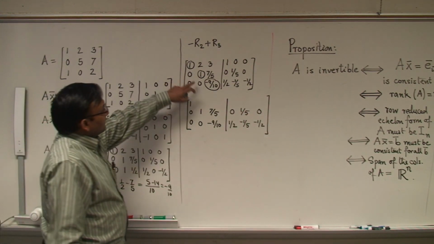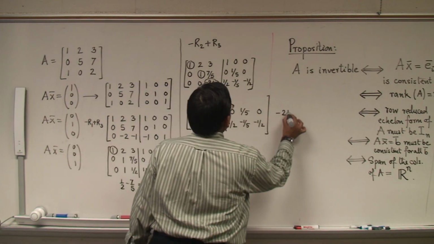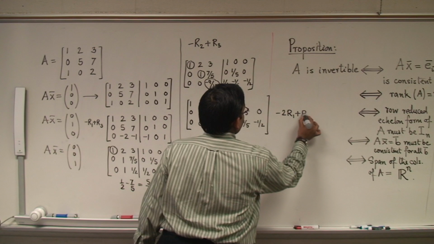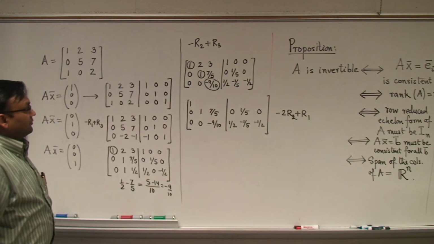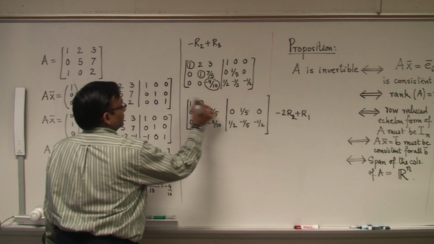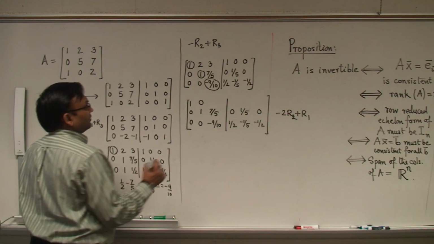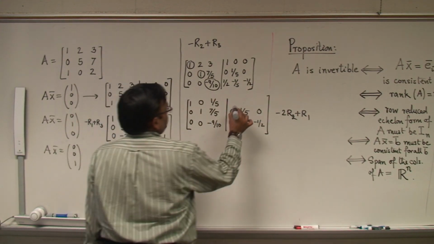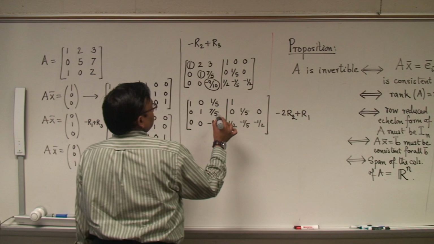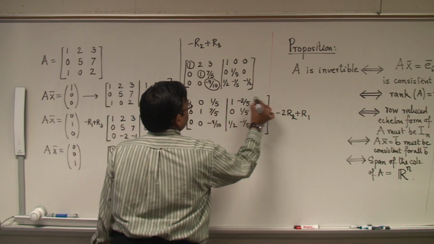So, I'll multiply the second row by -2 and add it to the first row and see what happens. So this will be 0 and this will be -14 over 5, so it will be giving me 1 over 5. This will remain 1. This will give me -2 over 5 and this will be 0.